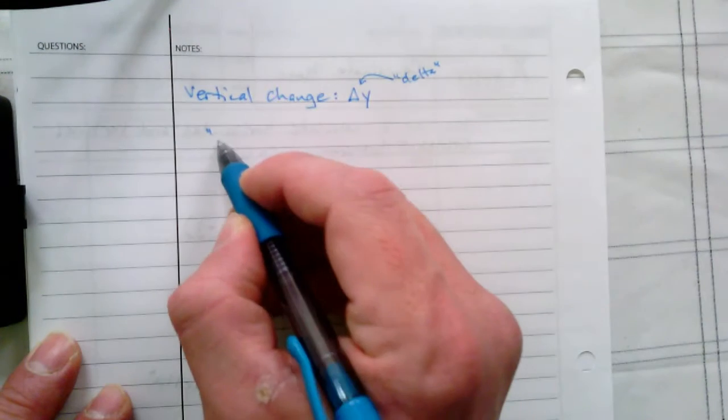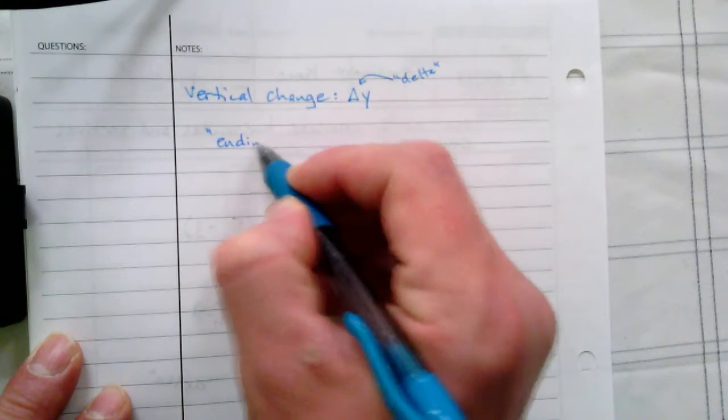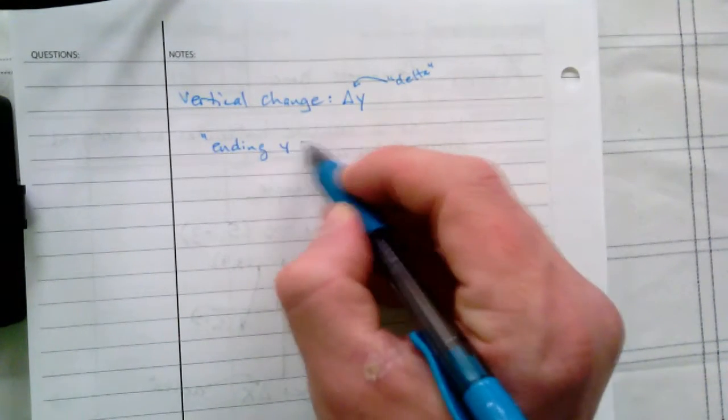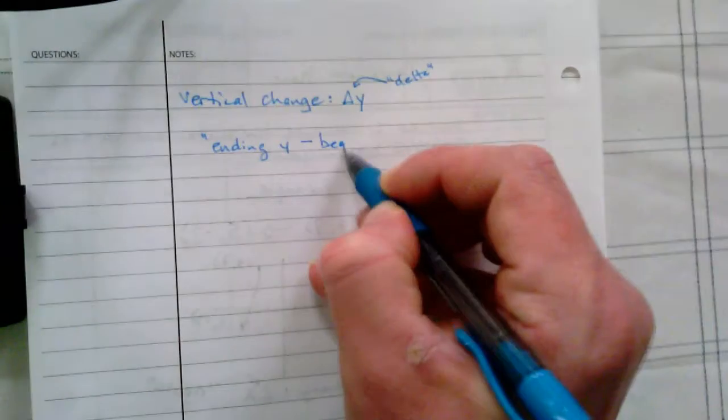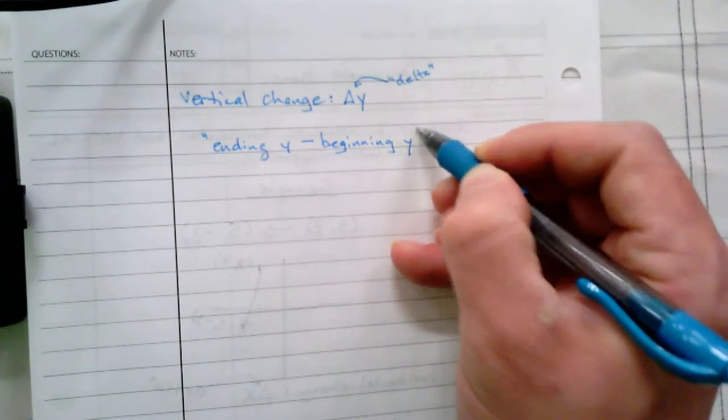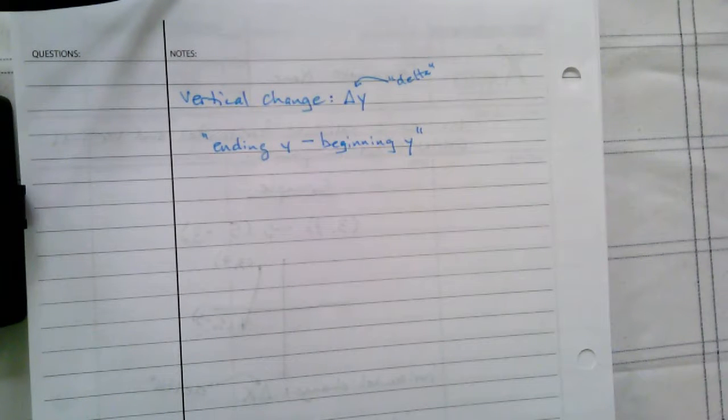Vertical change is calculated as ending y minus beginning y. So where your y coordinate ended up minus where your y coordinate started.